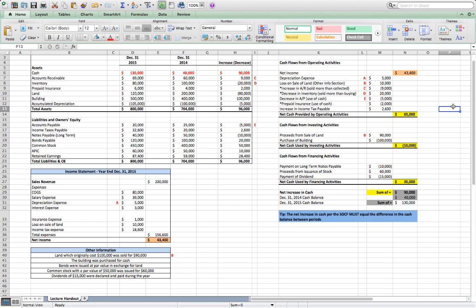So for this example, during the current year, $5,000 represented the decrease from 2014 to 2015. Therefore, it is going to decrease the amount of cash for operating activities because in order to decrease the accounts payable, you had to use cash to do so. Next, we have prepaid insurance.